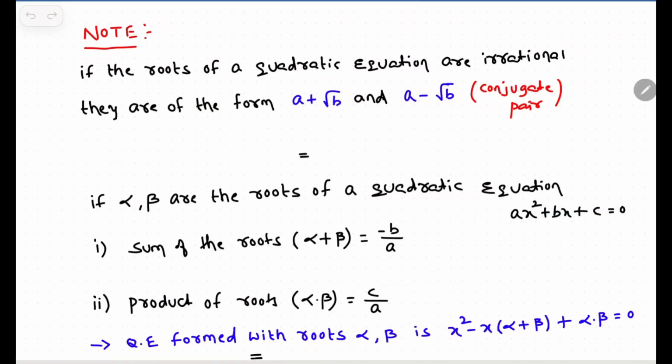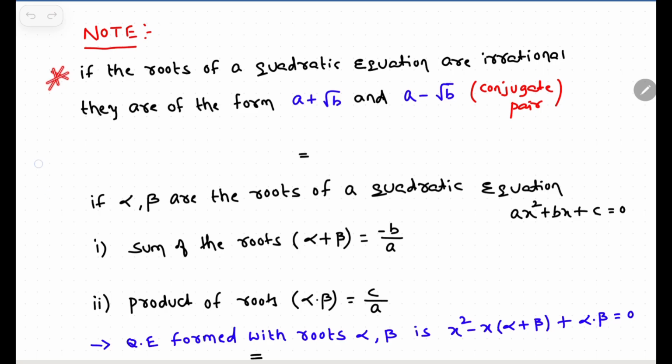If the roots of a quadratic equation are irrational, they occur in the form a plus root b and a minus root b. So we have a common and root b common, and the only difference is that here we have a positive sign and here a negative sign. Whenever the roots are irrational, they may be a plus root b and a minus root b. If one root is a plus root b, the other will automatically be a minus root b. It is one of the most important points.